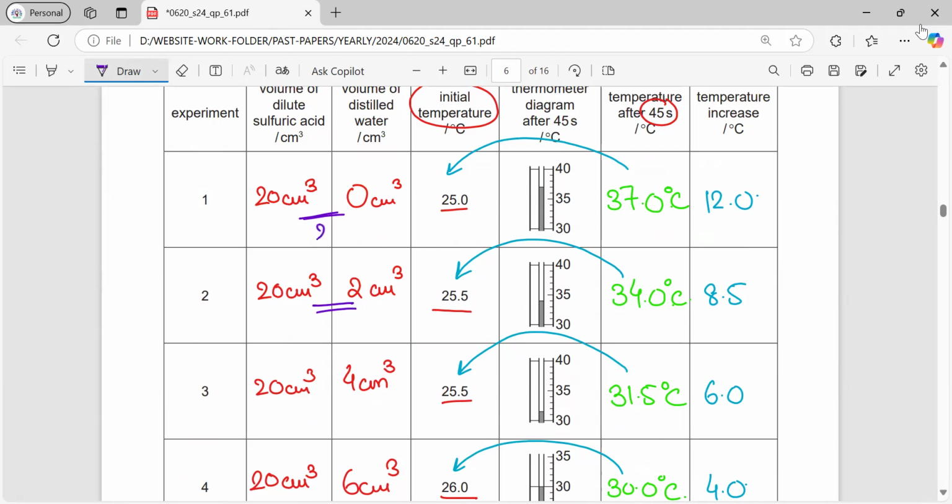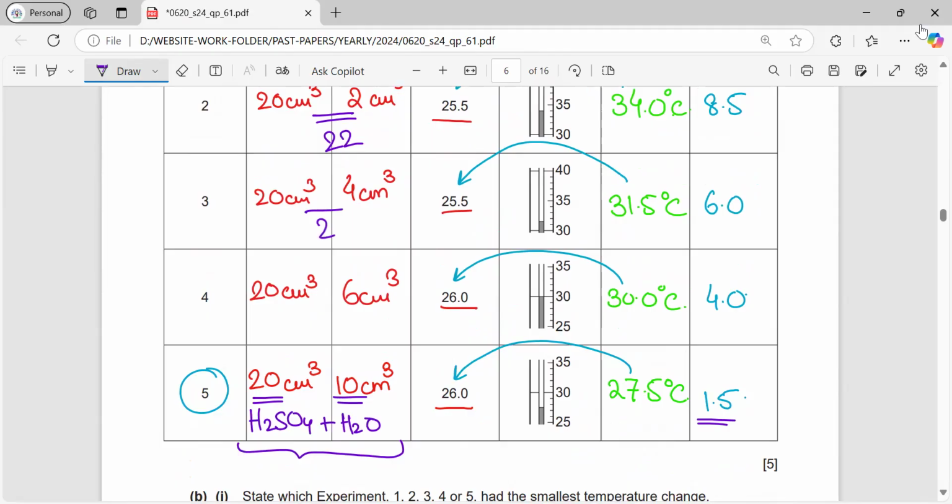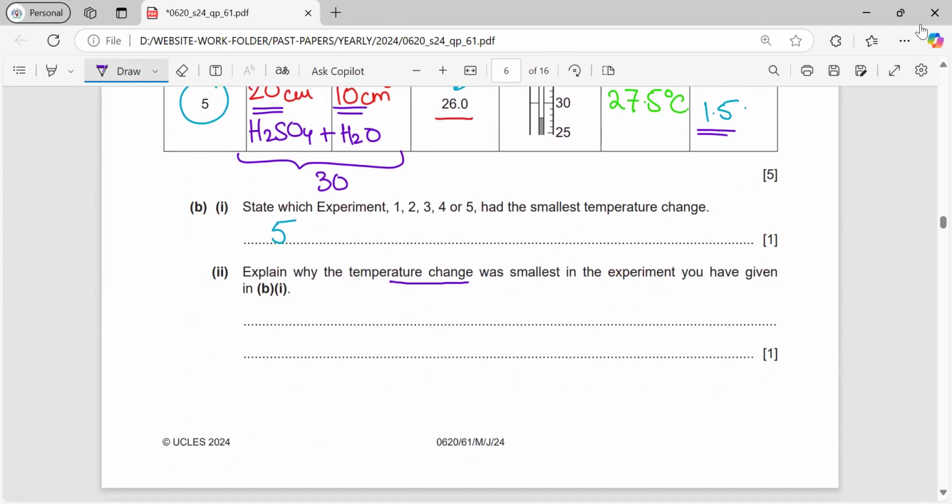In experiment 1, it's 20. In experiment 2, it's 22. In experiment 3, it's 24. And in experiment 4, it's 26. The total volume. And in this one, it's 30. So in experiment 5, why is there the smallest temperature change? Because there is the largest volume taken in experiment 5.